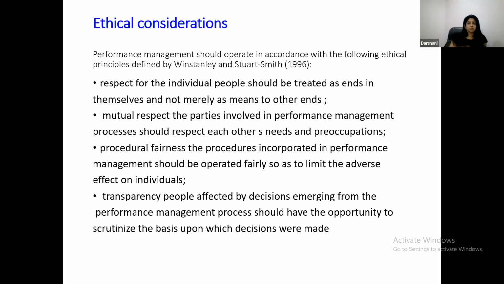Employee burnout, stress, everything. So in order to stop these adverse effects, you should always go for what? Procedural fairness. You should be fair.